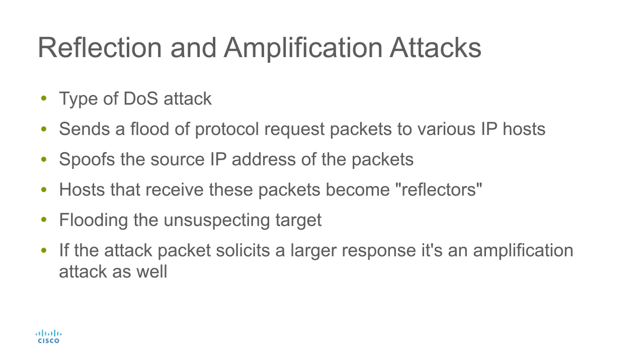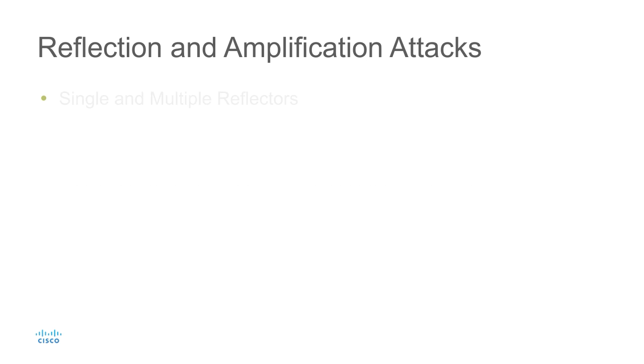Now, if that attack packet is soliciting a larger response, then not only is it a reflection attack, it's also an amplification attack. An example of that would be sending a very small DNS query, and that DNS query generates a large DNS response. Now, this could be a single attacker hitting a target, or it could be multiple reflectors, which would be an example of a distributed denial of service attack. And the really hard thing about these types of attacks is that they are not easy to track down. They're very difficult to trace because of the way that they are initiated.